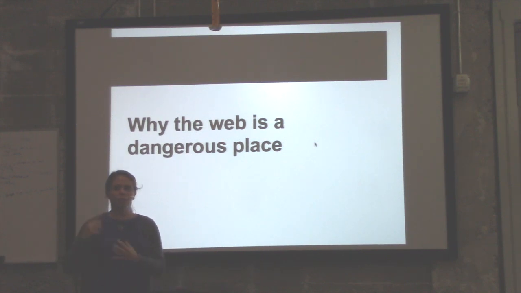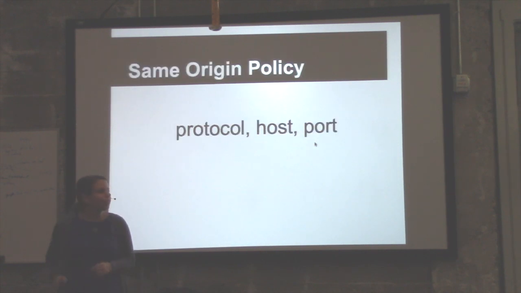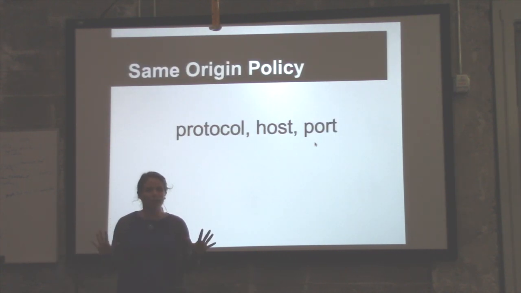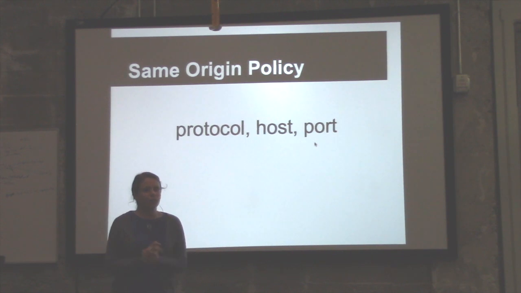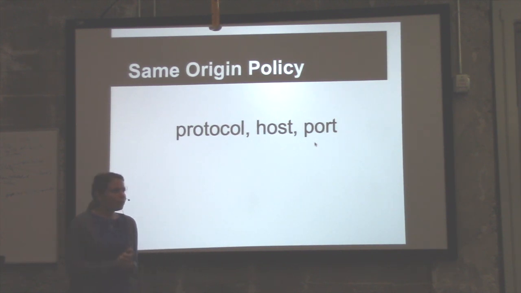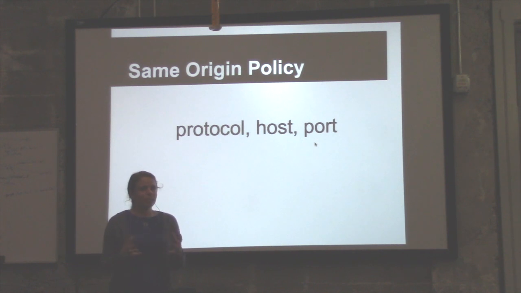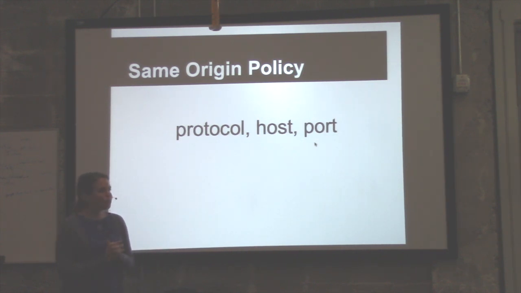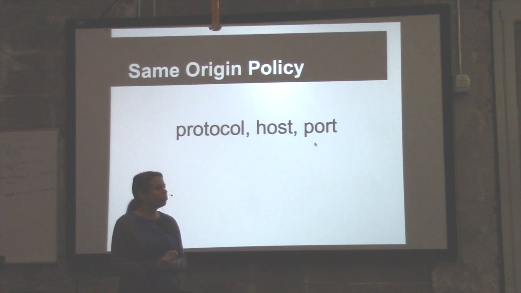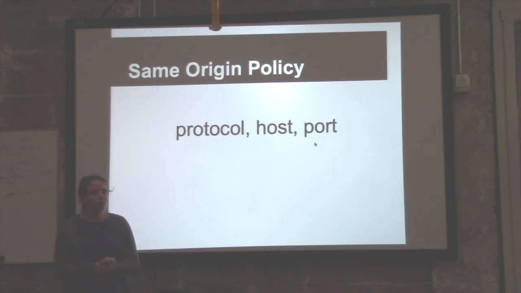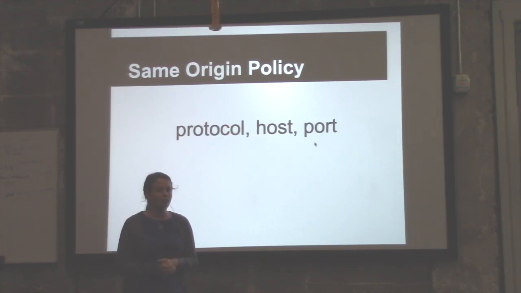Before I jump into what really makes the web a dangerous place, I'm going to give one piece of background information, and maybe a lot of you already know it. I want to go over the same origin policy, which is the basic security policy on the web. What the same origin policy says is that an entity on the web is an origin. What's an origin? It's a tuple of protocol, host, and port. For example, HTTP example.com is an origin where the protocol is HTTP, the host is example.com, and the port is implicitly port 80.